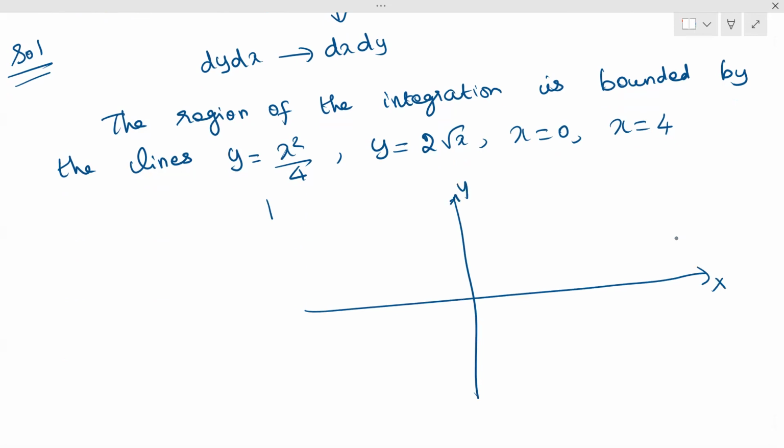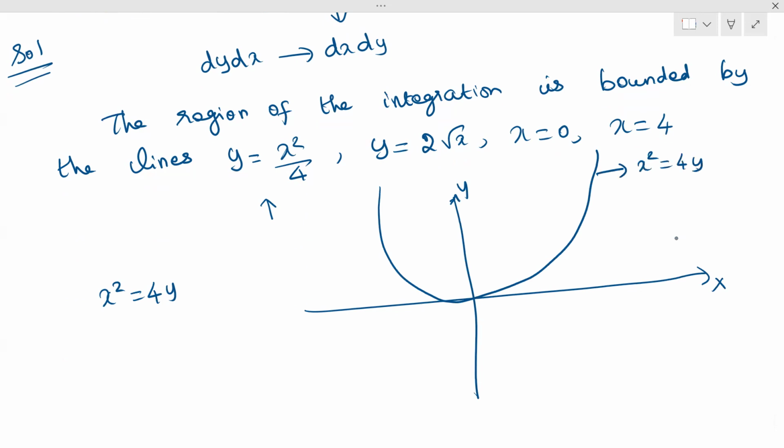First one, what is the first one? y equal to x square by 4, that is x square equal to 4y. x square equal to 4y is nothing but the parabola. So it is a parabola like this, x square equal to 4y.